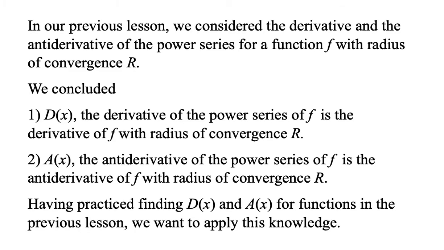In our previous lesson, we considered the derivative and antiderivative of the power series for function f with a radius of convergence r. We concluded d of x, the derivative of the power series of f, is the derivative of f with radius of convergence r. We also concluded that a of x, the antiderivative of the power series of f, is the antiderivative of f with radius of convergence r.